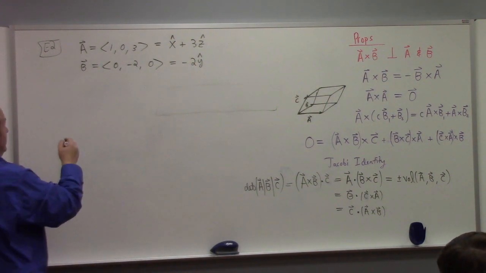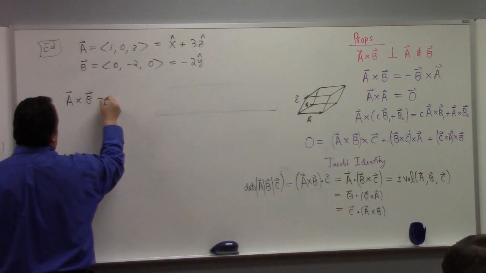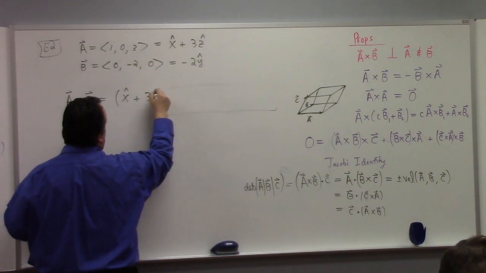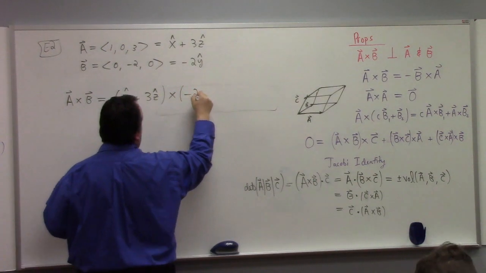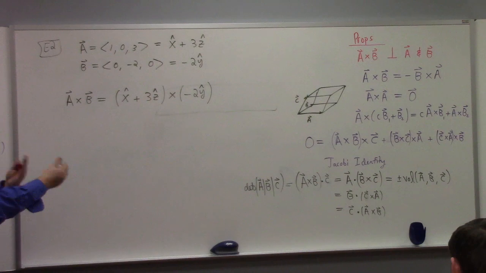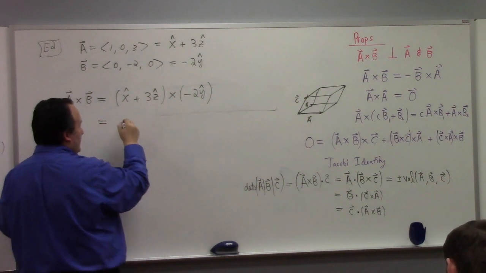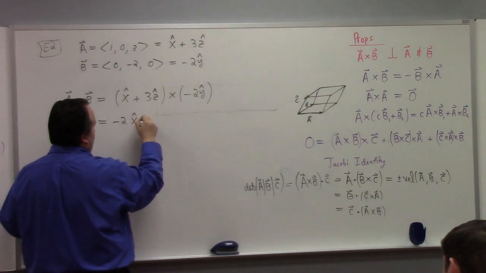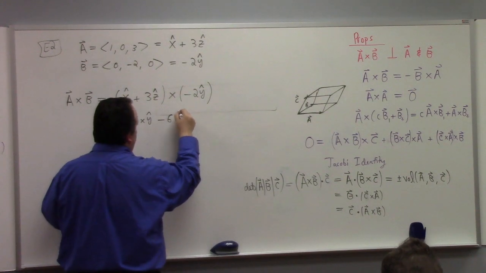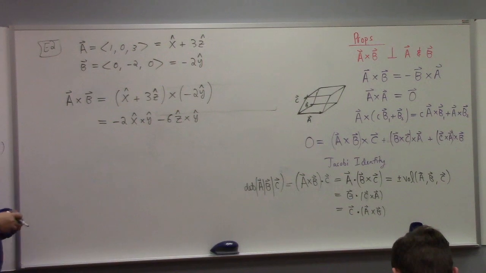So if I want to calculate the cross product of A and B, I can use properties of the cross product to do it. The cross product is like an ordinary product, but you have to be careful to obey the order of things. So I have minus 2 x hat cross y hat minus 6 z hat cross y hat. Now what's x hat cross y hat? What's z hat cross y hat?